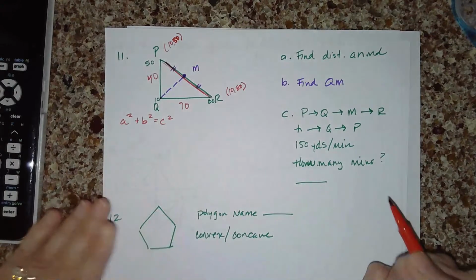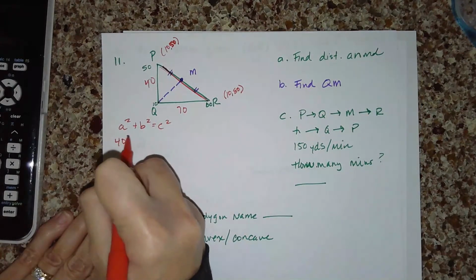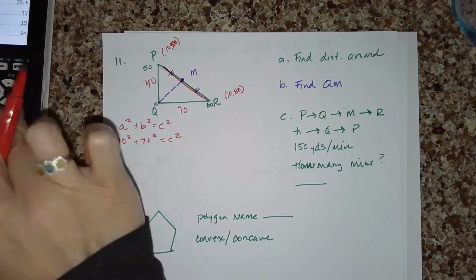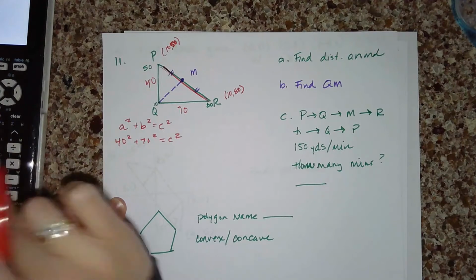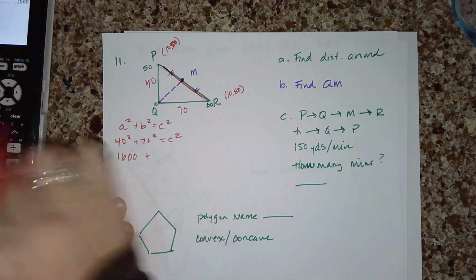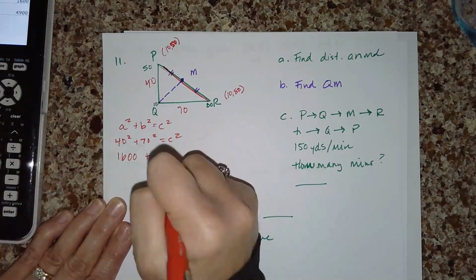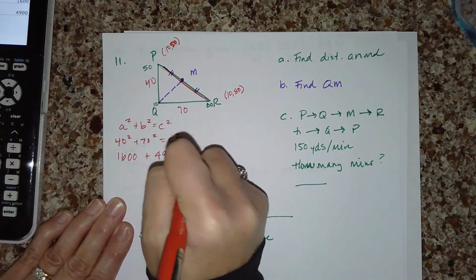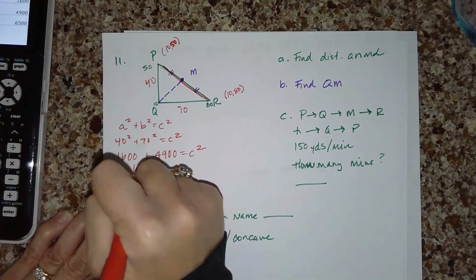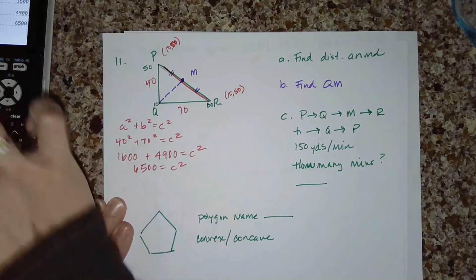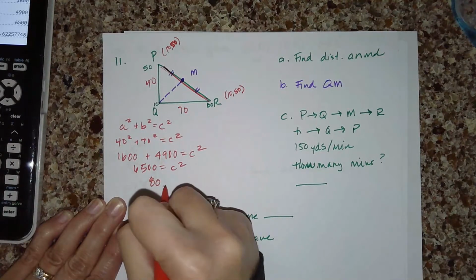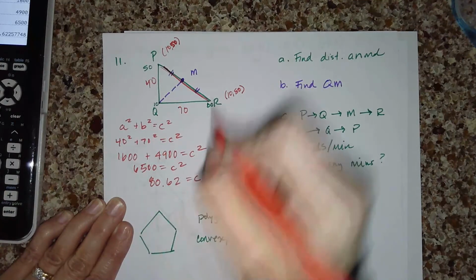To use the Pythagorean Theorem, these are your two legs. Those go in for your A and your B, and you solve for C. So 40 squared is 1600. 70 squared, I got 4900, equals C squared. So I got 6500 equals C squared. I'm going to take the square root of that, and in decimal, I'm going to get 80.62 equals C.